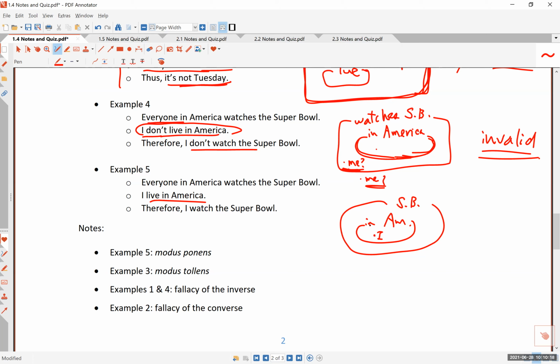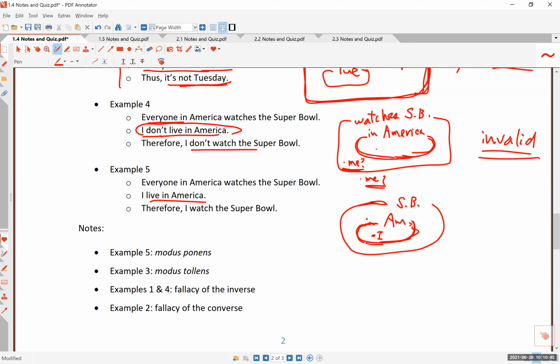Now let me ask you this question. If you are inside of an inner circle, does it mean that you are inside of the outer circle? And the answer is absolutely yes, right? Because this is the inner circle. Every element in the inner circle is automatically inside of the outer circle. That's what the subset relation means.